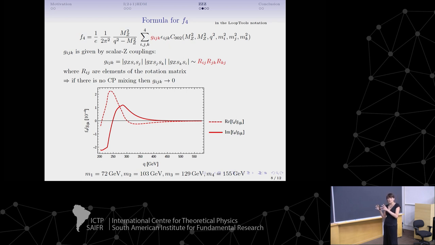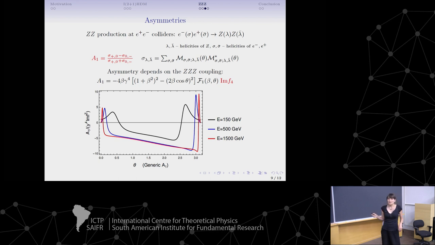If we don't have the mixing, one of those elements would be zero, and then it would drive the whole factor to zero, as you would expect. Another really important thing is that this factor is, of course, dependent on the momentum of the offshore particle. So it's not a number, it's a function. The dependence on this momentum Q is shown here. This function has both real and imaginary parts, which behave differently depending on the value of this incoming momentum.